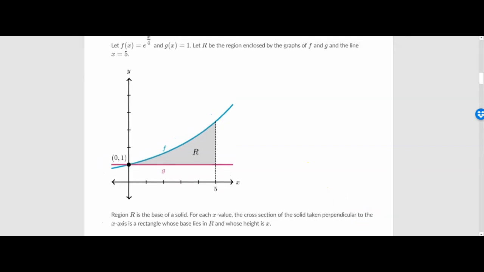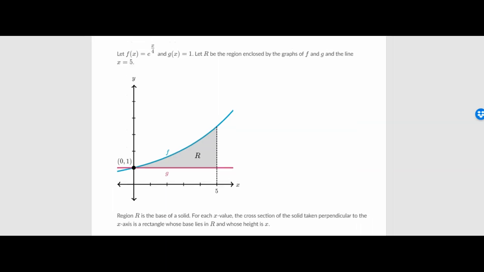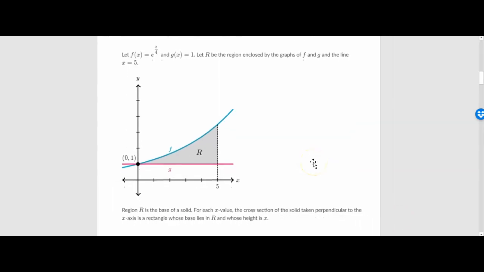For each x value, the cross-section of the solid taken perpendicular to the x-axis is a rectangle whose base lies in R and whose height is x. So notice in our previous example, they didn't tell us what our height was. We kind of had to figure that out based on properties of a square. In this case, they just go right out and tell us that our height is going to be x.